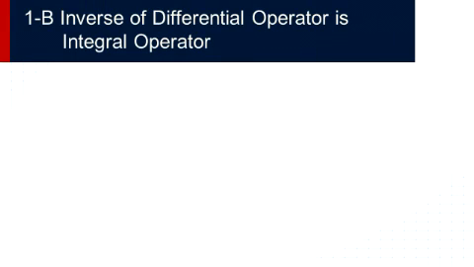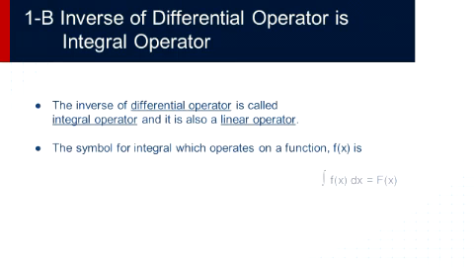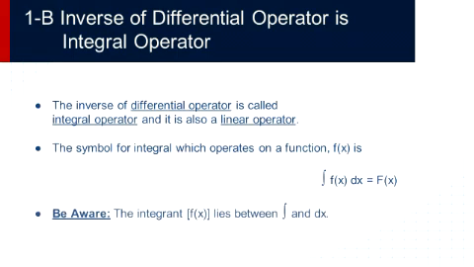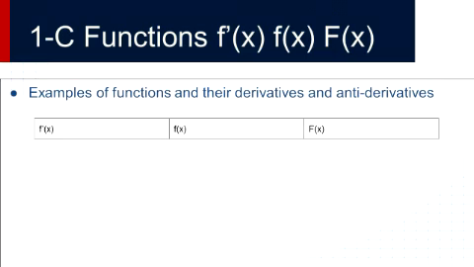Moving on, the inverse of the differential operator is called the integral operator and is also a linear operator. The symbol for the integral, which operates on a function f of x, is the integral of f of x dx, which is equal to the antiderivative of f of x. However, things to be aware of is that the integrand f of x lies between the integral symbol and dx, while the antiderivative F of x is noted by a capital letter. And so in this slide, here are some examples of functions and their derivatives and antiderivatives.